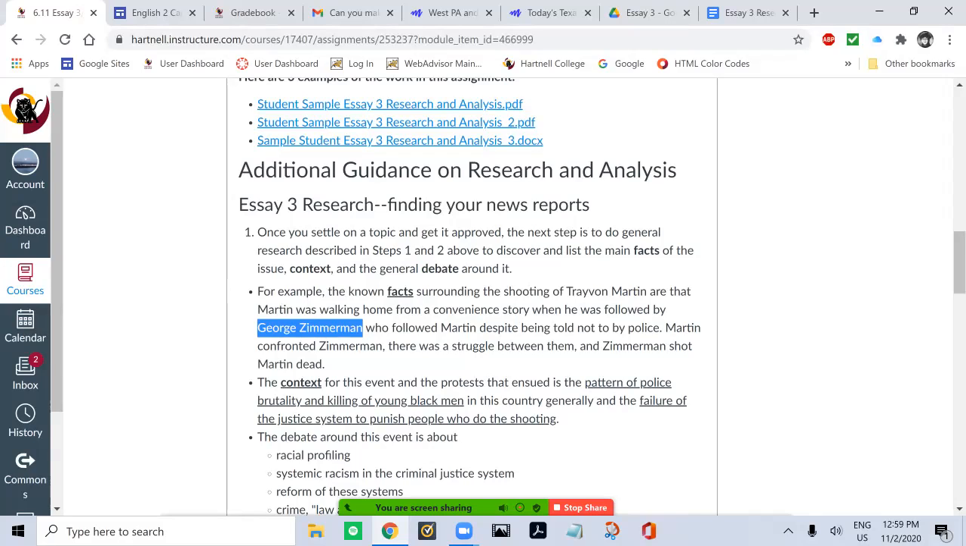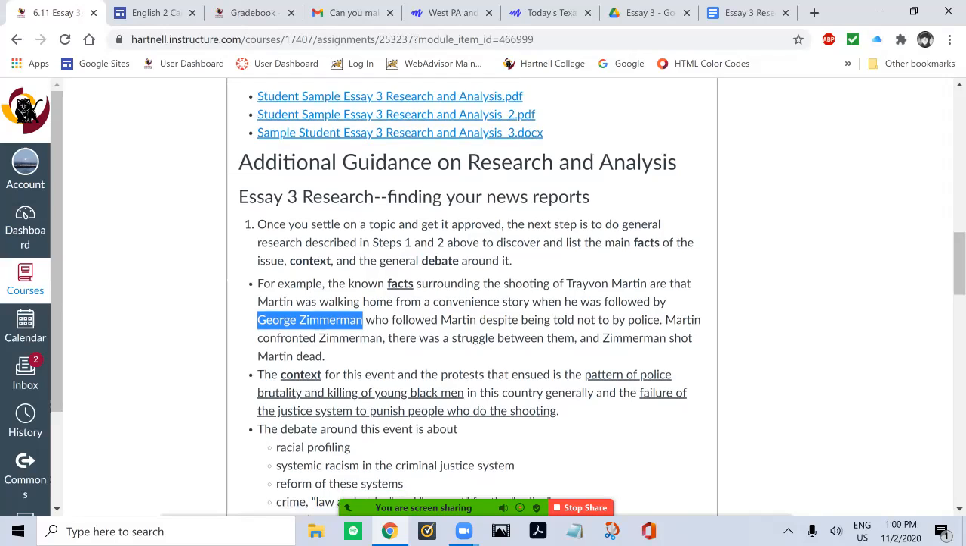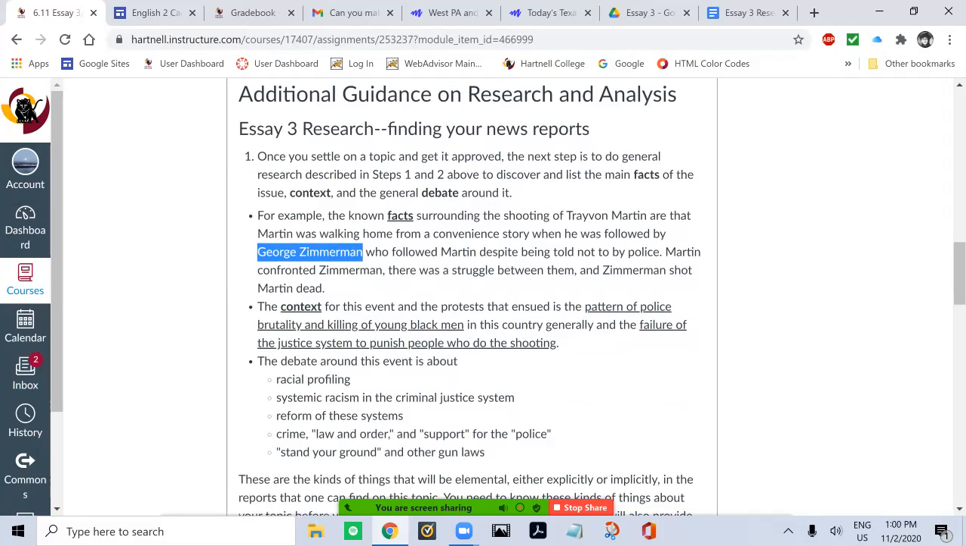But Zimmerman didn't do that. He continued to follow Martin, and in fact parked and got out of his car and started to follow Martin on foot. And then there was a struggle between them. Once Martin realized he was being followed by an older, bigger man, he turned to confront him and they struggled. And then Zimmerman shot Martin. All right, so those are the basic facts of what happened.